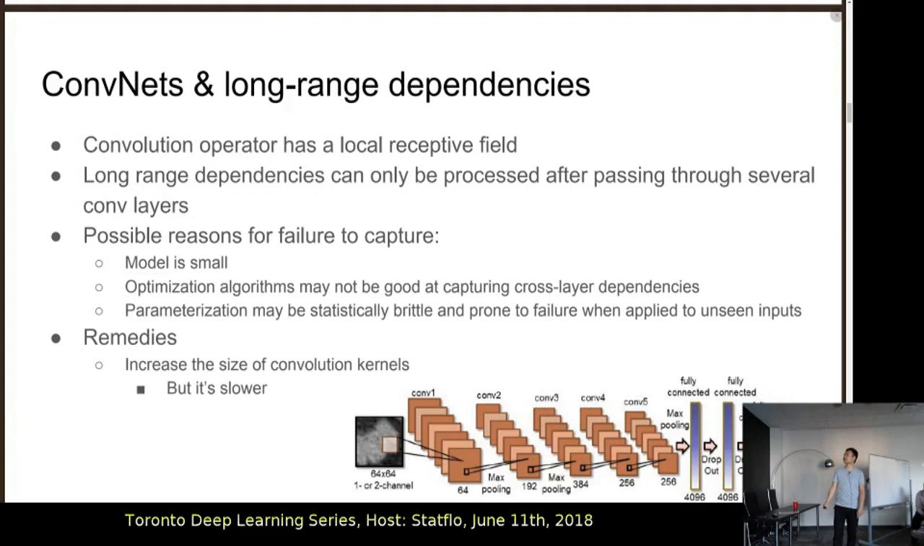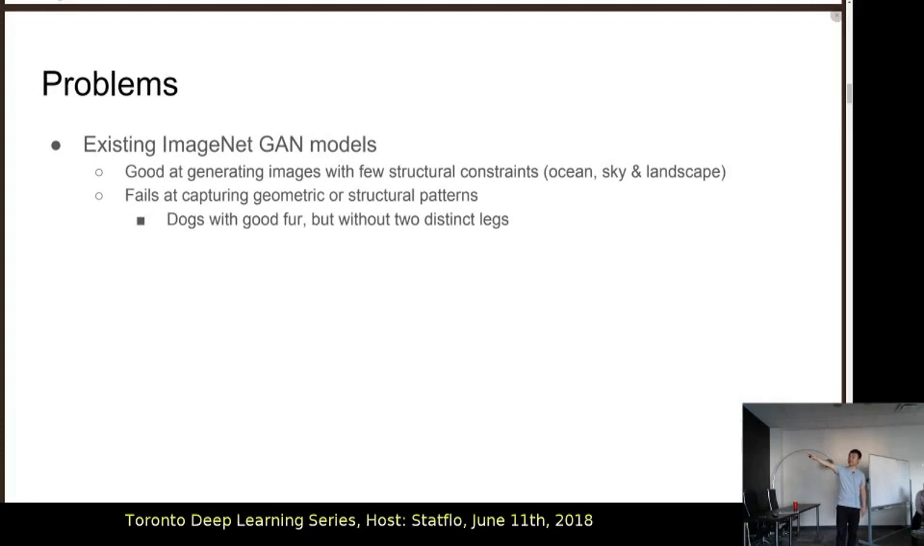So it is good at generating something that does not have a very strong spatial dependency, like ocean, sky, and landscape. But when you go into details such as animals that have very distinct features, where the model needs to learn that there are two legs close to each other in this position, it sort of fails on that.